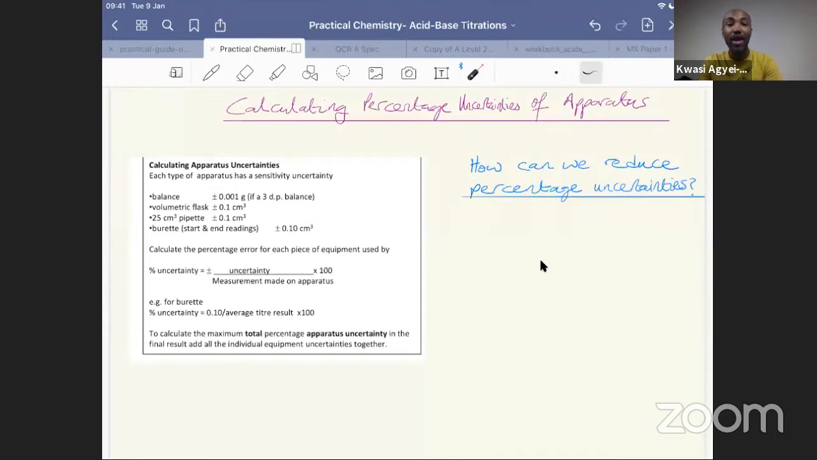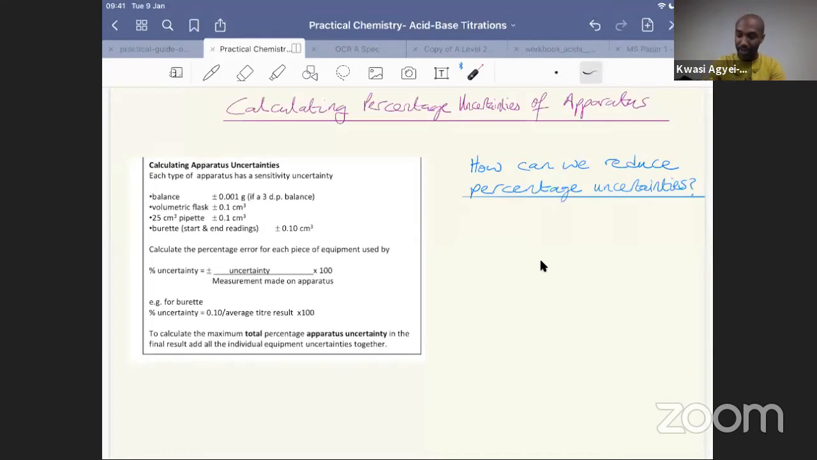Okay, so once you know the errors associated with each instrument that you're using, it allows you to work out the percentage uncertainty in any readings or measurements that you make. Okay, and to do this, it's a very simple calculation.